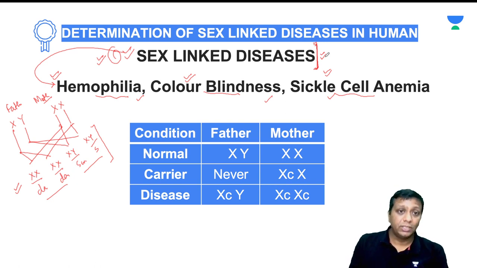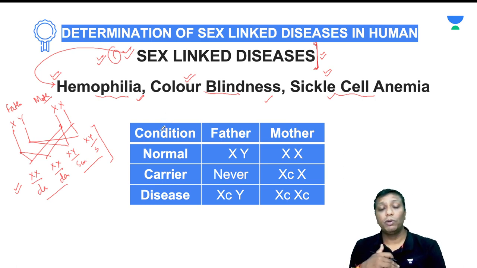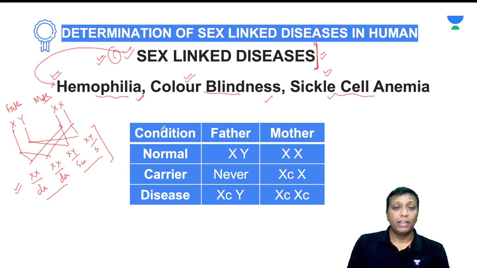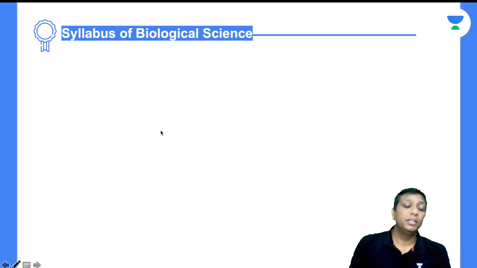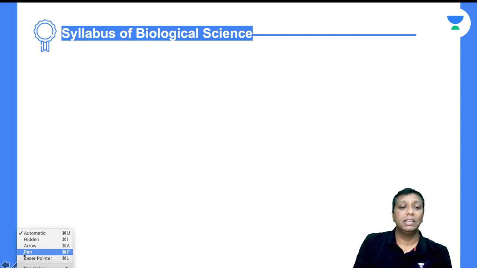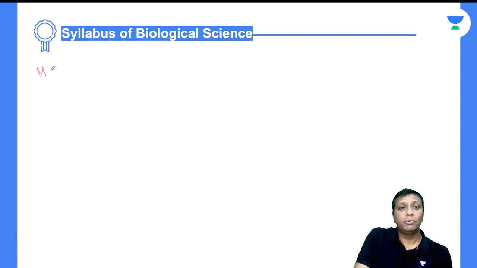So kindly try to understand first what actually hemophilia, color blindness, and sickle cell anemia are, and then I will go into solving the numericals. If a parent has hemophilia, what are the chances of the son and daughter having hemophilia or not? Every condition I will discuss with you. So first of all, listen, what are hemophilia, color blindness, and sickle cell anemia, guys? So what about hemophilia?